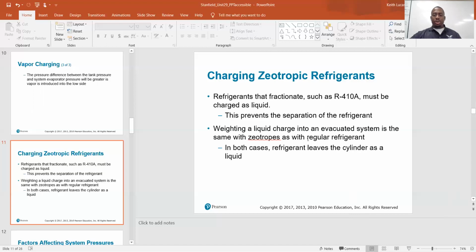Weighing a liquid charge into an evacuated system is the same with zeotropes as with regular, non-blended refrigerant. In both cases, refrigerant leaves the cylinder as a liquid.